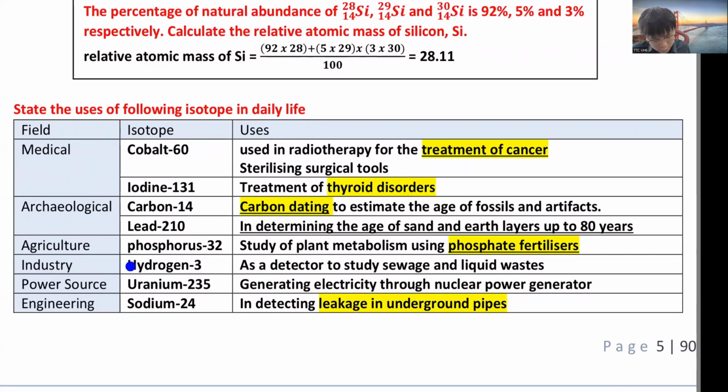Industry can use hydrogen-3 as a detector for sewage liquid waste. Then uranium-235 is the one used in nuclear power stations and nuclear bombs. Then in engineering, we can use sodium-24 to track leakage in pipes.